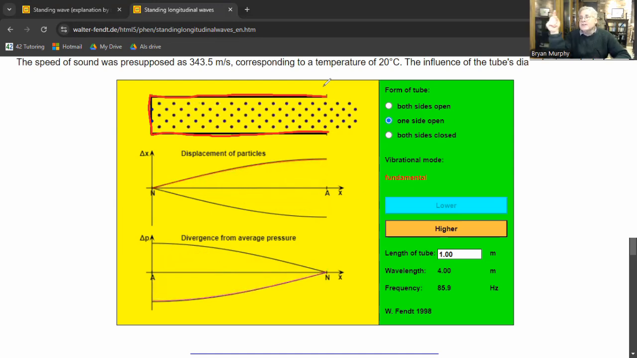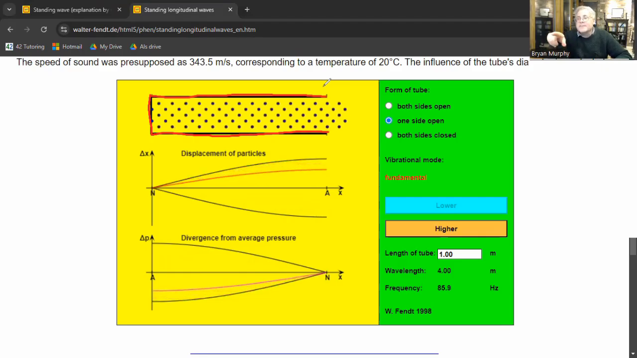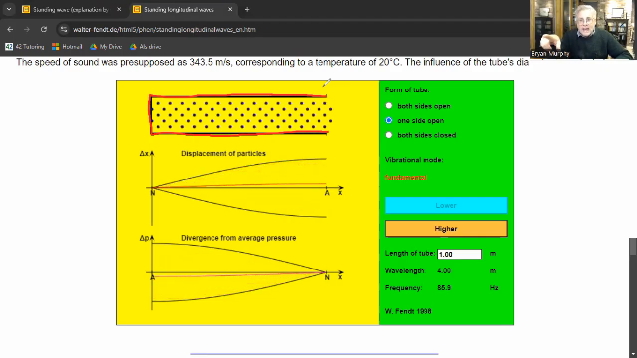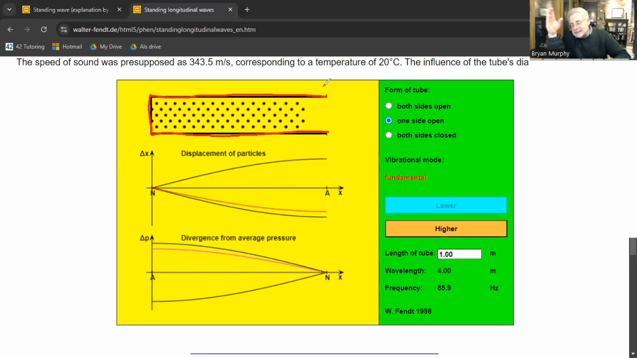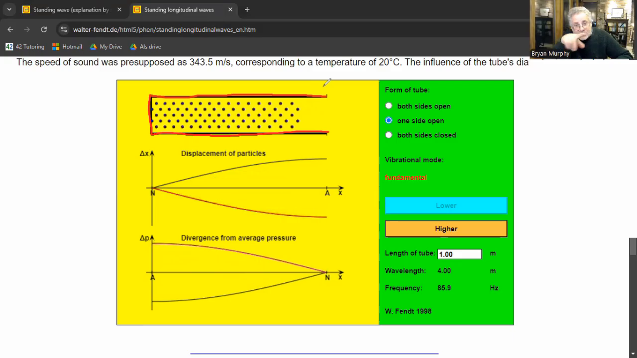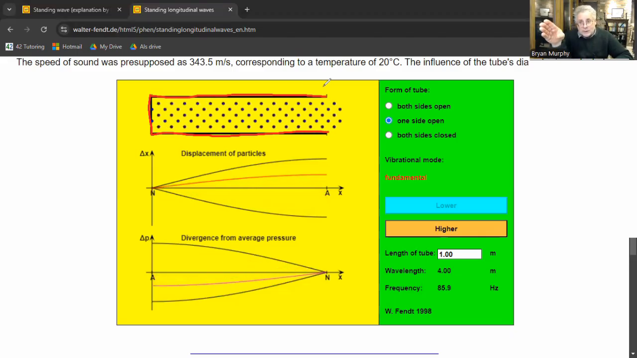So the simplest fundamental mode you can get is that one, where you've got one node at one end and an antinode at the other. Not like the string where you've got a node at both ends. This one has got an antinode at the end because the air can vibrate. So that's what it's looking like.